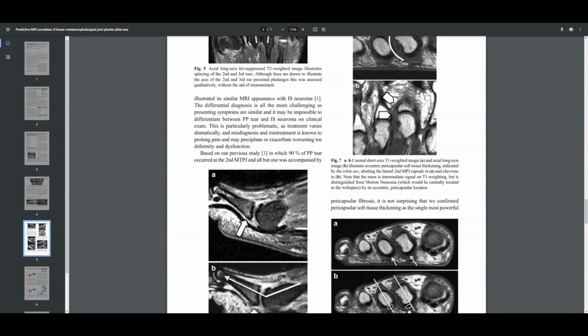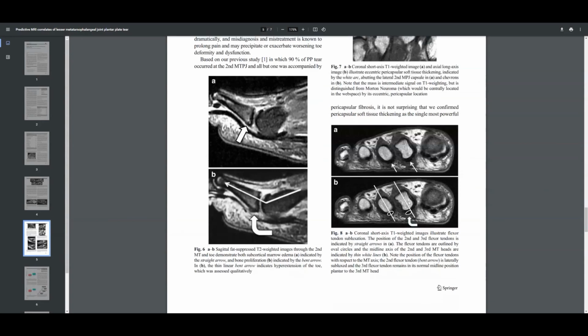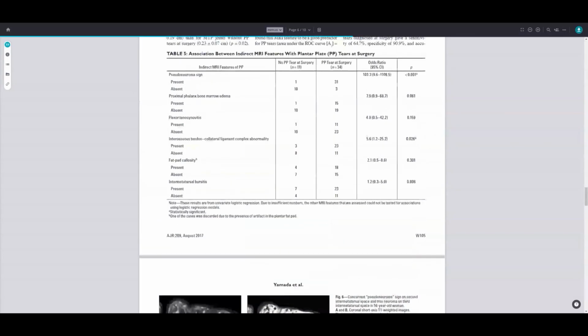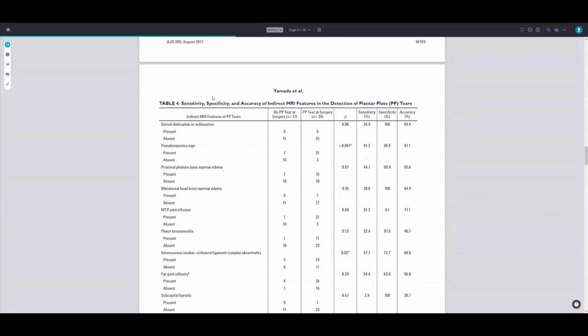So I think adding to it would be to add in the MRI some of the features of what we're seeing. And I simply state this out as metatarsus adductus, or rotation of the plantar bases towards the great toe, just to give an idea. And I do talk about the forefoot parabola. Furthermore, they looked at many different indicators as to sensitivity, specificity, and accuracy of these indirect MRI features in detecting plantar plate tears. So they looked at things like dorsal subluxation, pseudoneuromas, proximal phalangeal bone marrow edema.